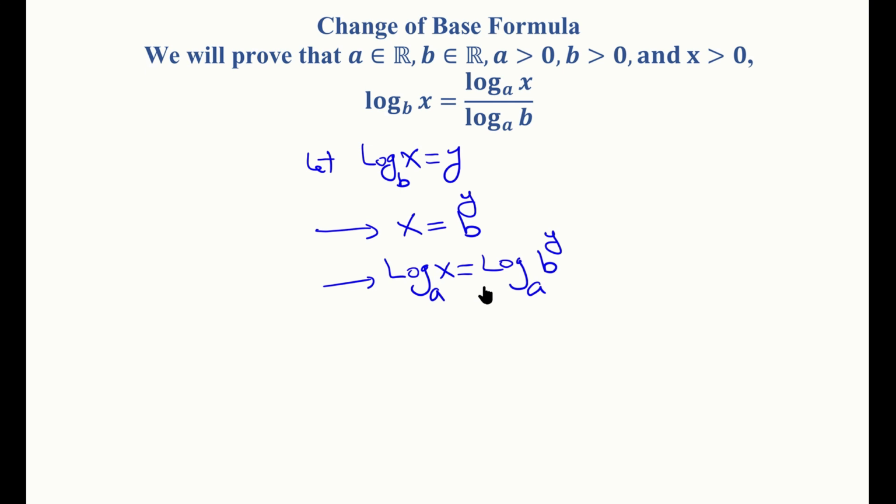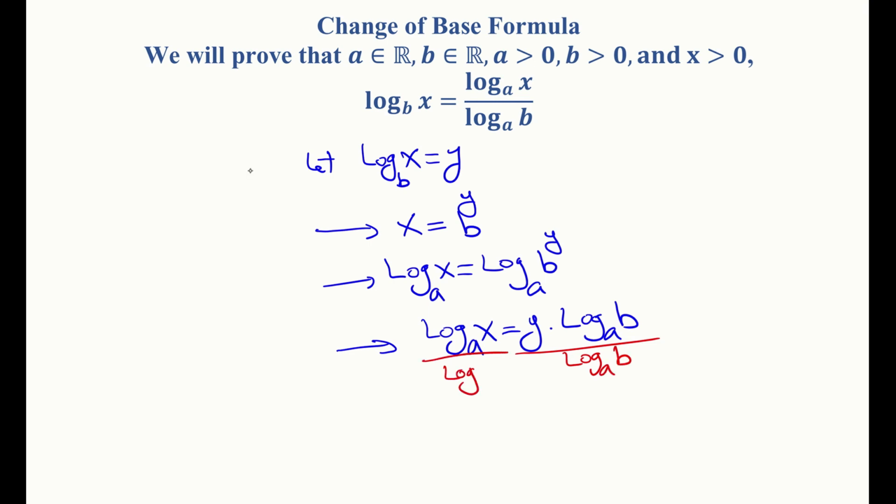That means we're going to first bring the y down using the power rule. So we get, therefore, log base a of x equals y times log base a of b. And now we can divide both sides by log base a of b, because remember, we're solving for y. And finally, we end up with y equals log base a of x over log base a of b.